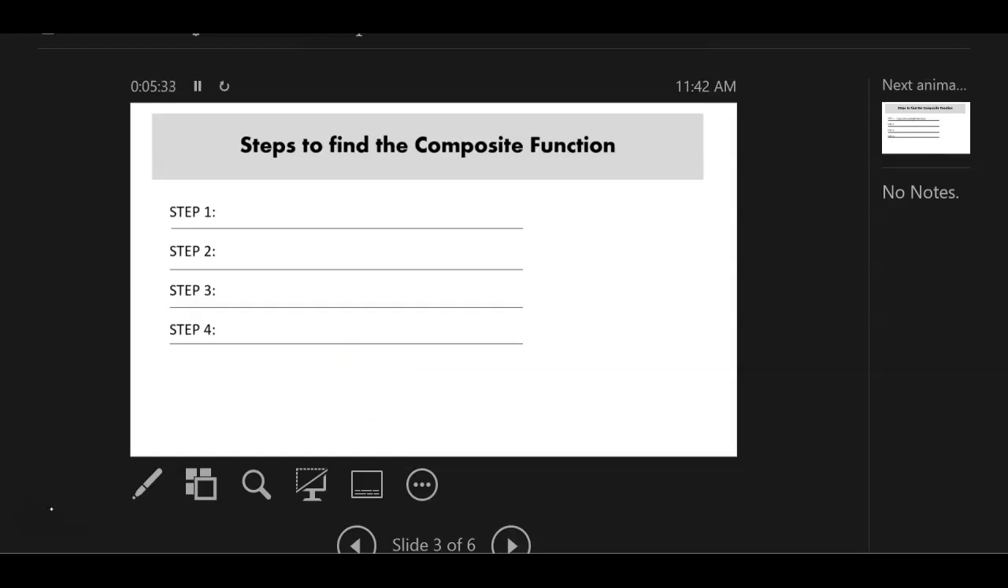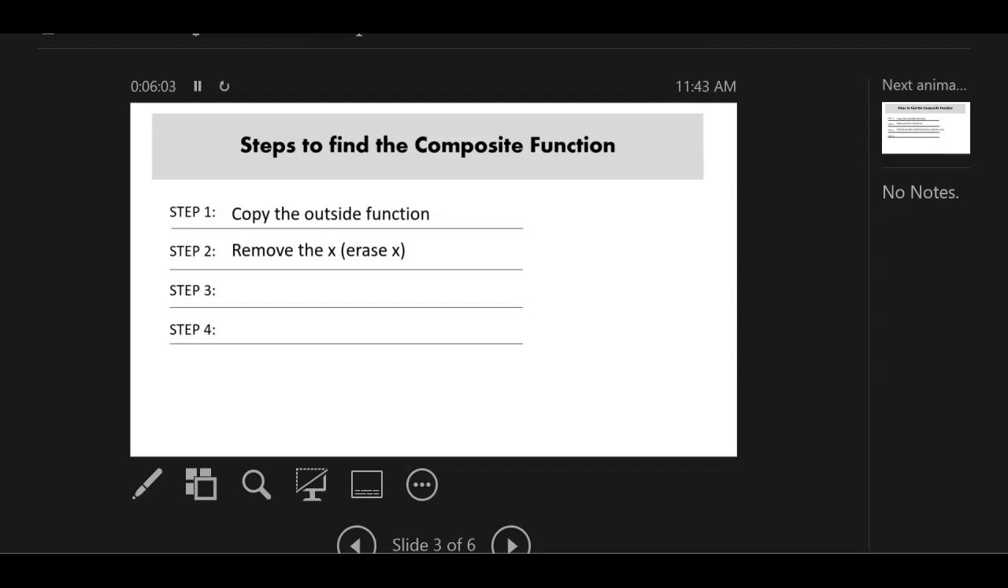All right, so steps to find a composite function. Step 1, easy. Copy it down. If you have a function, you're going to copy the outside function. So if it's f of g, then you write down the f function. But step 2, after you write that, you're going to erase something. You're going to remove the x. You can either rewrite it without an x, or you can erase the x.